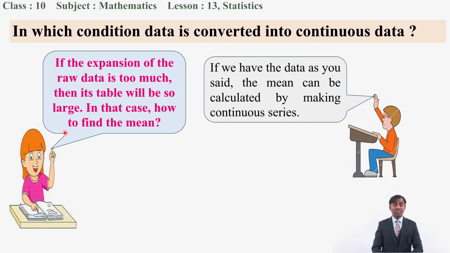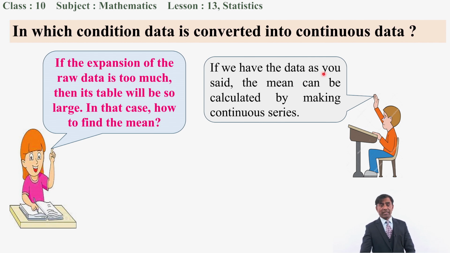Let's see here, it is written here: if the expansion of the raw data is too much, so a large number of data is given, say we are collecting 500, 600 data, then it's difficult to change from individual form or from discrete form. So in that condition, its table will be so large. In that case, we have to just change into continuous form to find the mean.